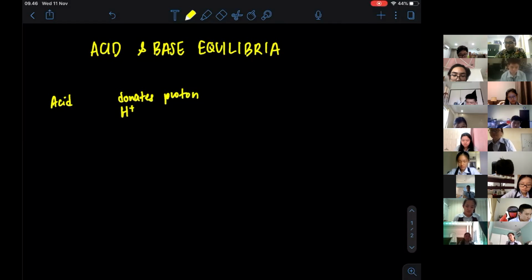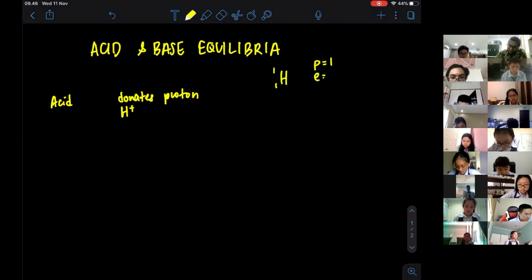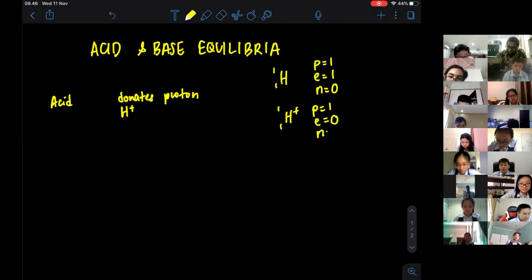Okay, why H plus is proton, Mr. Gopi? So if you are asking me, hydrogen is 1 and 1. Proton is 1. Electron is the same as proton. Neutron is 0. So if H plus, what happens? The electron went out. So proton is 1, electron went out, 0, neutron is 0. So H plus only has proton. So H plus is proton. Okay, so that is going to be the same.